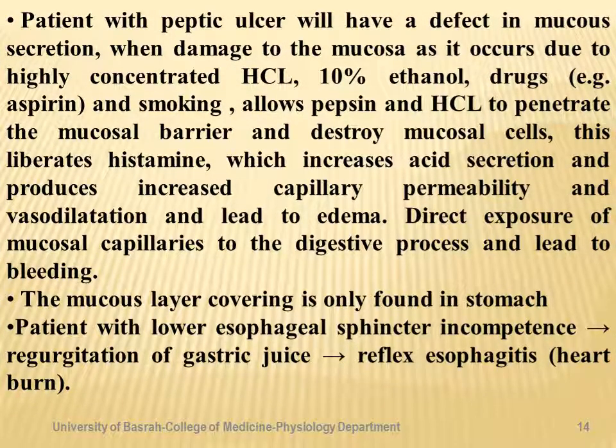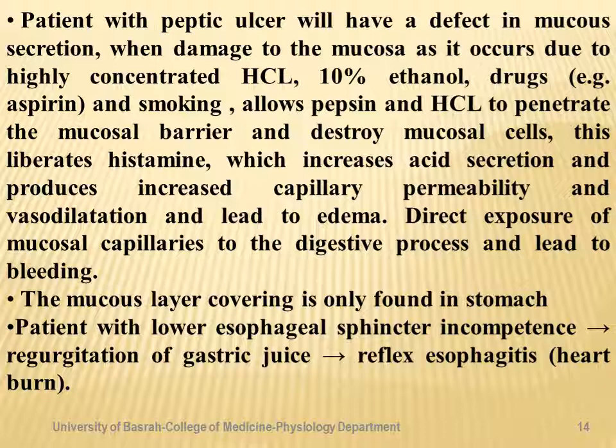A patient with peptic ulcer will have a defect in mucus secretion, and there will be damage of the mucosa, as occurs in a person who is, for example, a drinker, or takes drugs, for example aspirin, or a smoker. Usually this person is always exposed to a defect in the mucus secretion and a defect in the mucosa, the mucus layer, the shell.